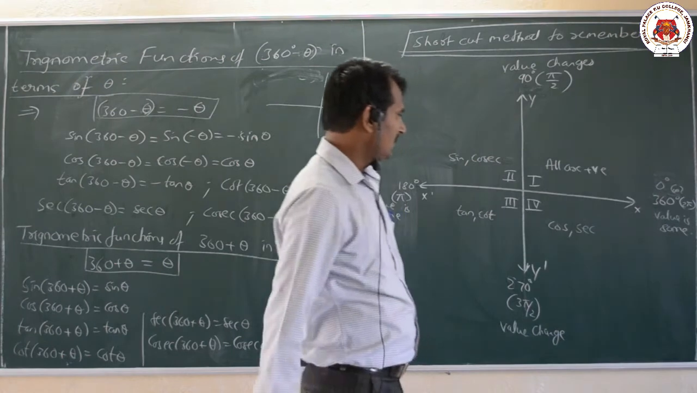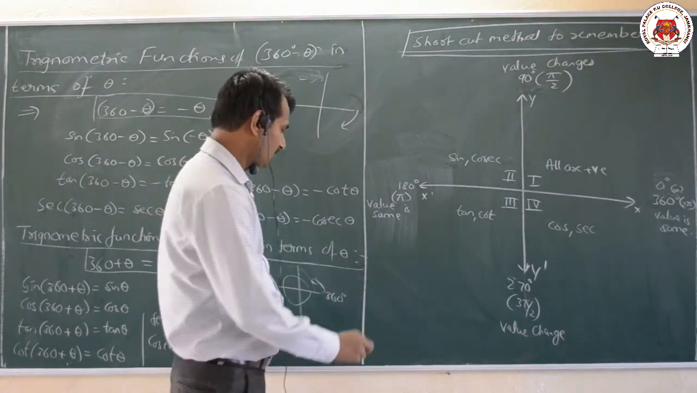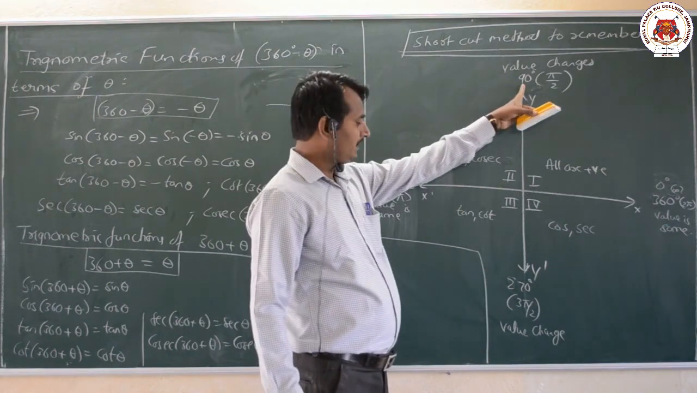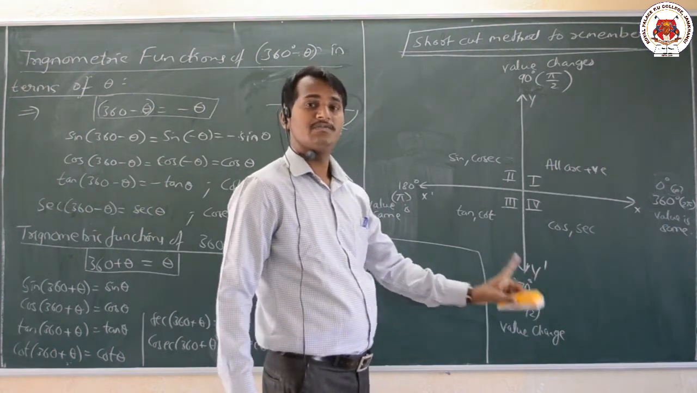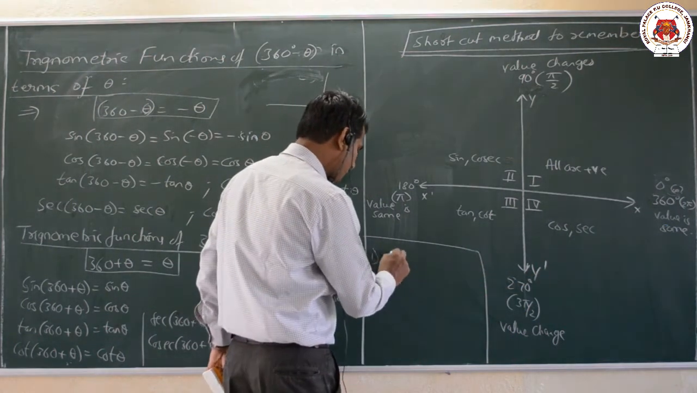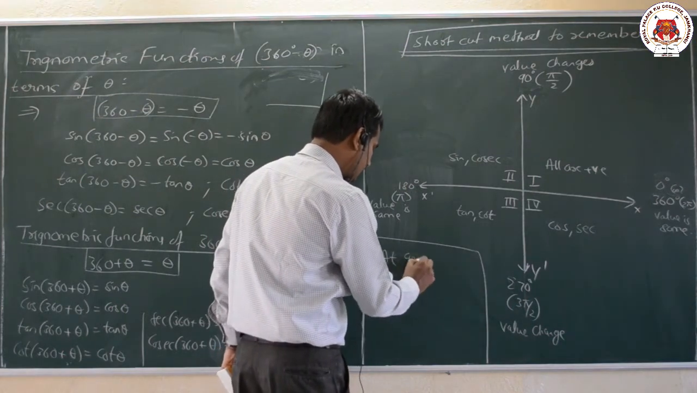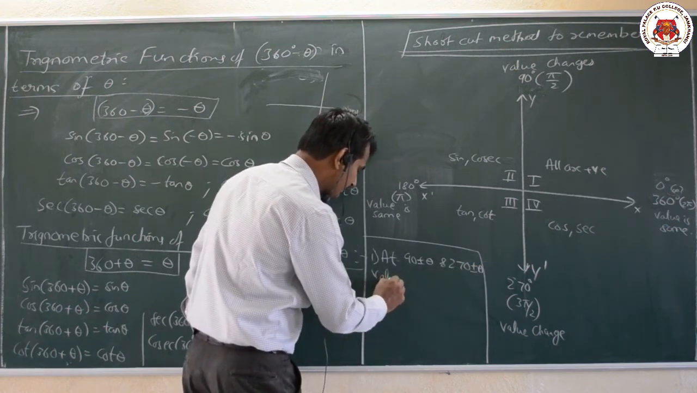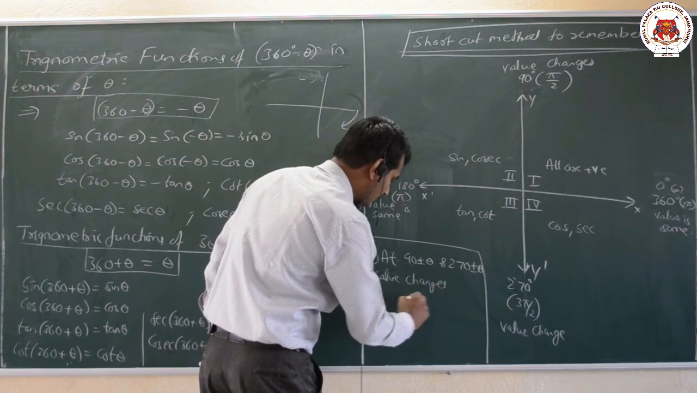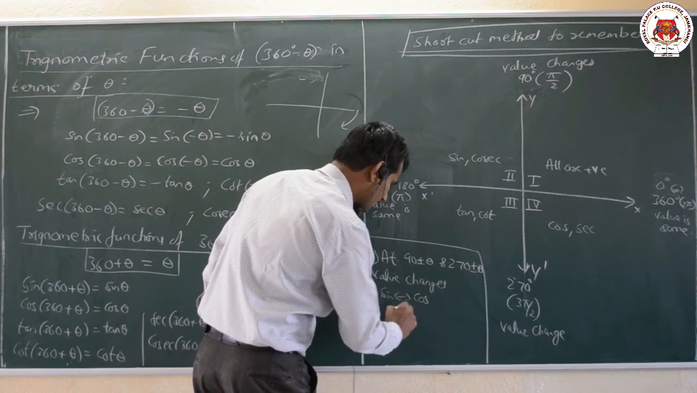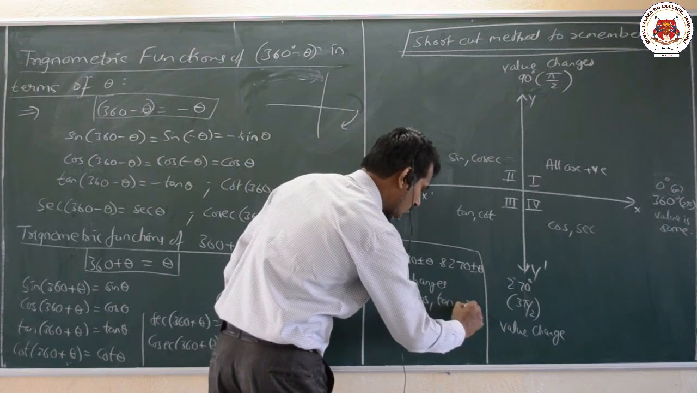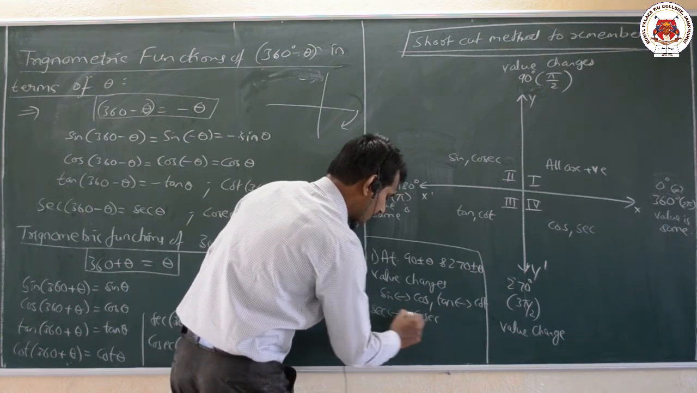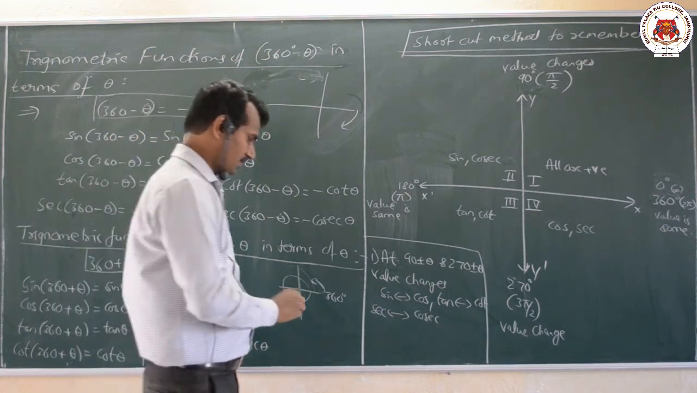Here also what we have to remember is that the value is the same. Now let us study the main thing. The first rule that we have to understand: at both 90 plus or minus theta and 270 plus or minus theta, the value changes. What do you mean by that? That means sine to cos and cos to sine. Then we have tan to cot and cot to tan. Then we have secant to cosecant and cosecant to secant. The value changes. That is the first step.